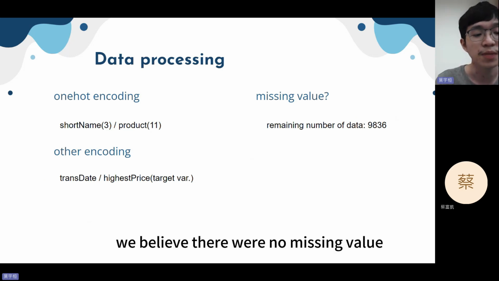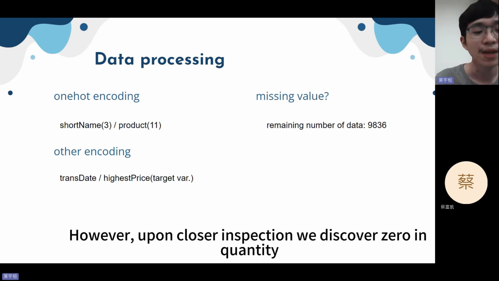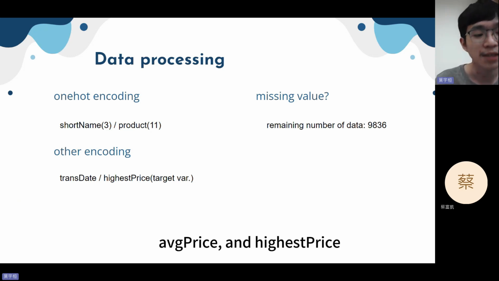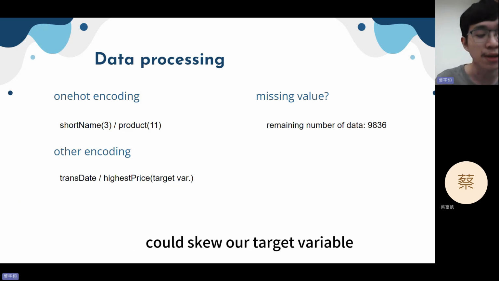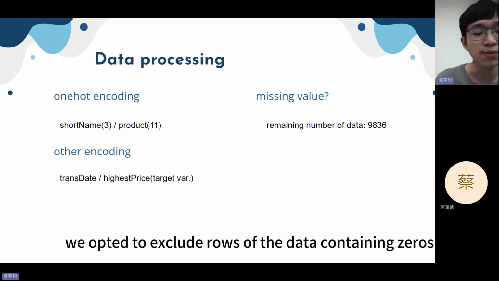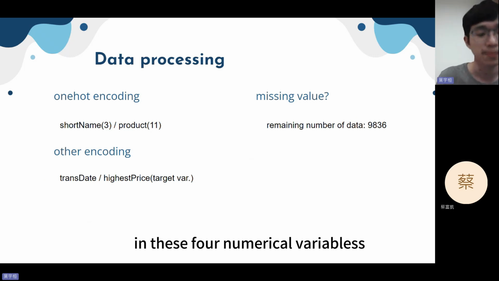We believed there were no missing values. However, upon closer inspection, we discovered 0 in quantity, average weight, average price, and highest price. Recognizing that zeros in highest price could skew our target variable, we opted to exclude rows of the data containing zeros in these 4 numerical variables.